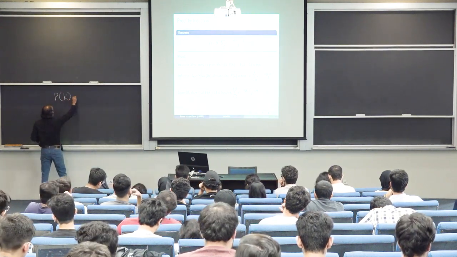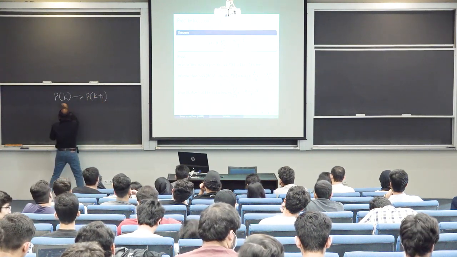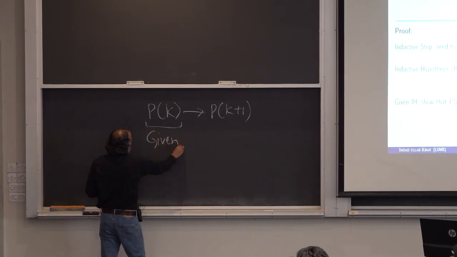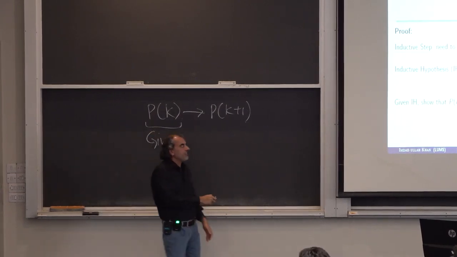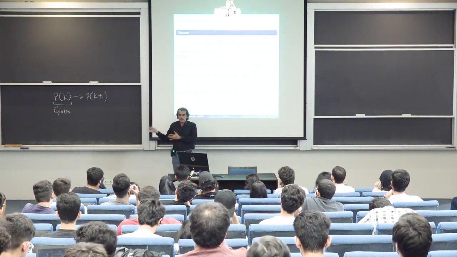Pk implies that Pk plus 1 is true. So the given thing is this if part. So this is given, right? This is what we call inductive hypothesis. So we assume that Pk is true for some k which is greater than or equal to 0.